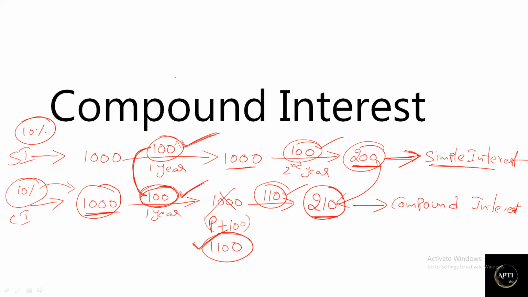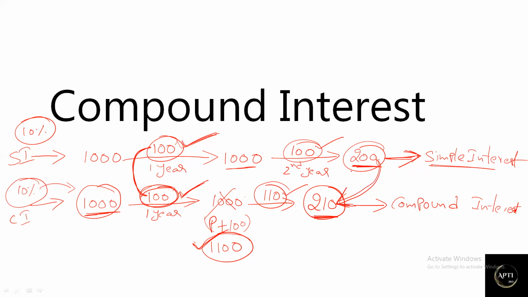If you observe, options will be given. If the options have different, widely spaced values, you can apply this approach and get the answer in the easiest way, because calculating simple interest is a little easier than compound interest. So here 200 and 210, the difference is very small. If you feel it is difficult to calculate, check with the options.